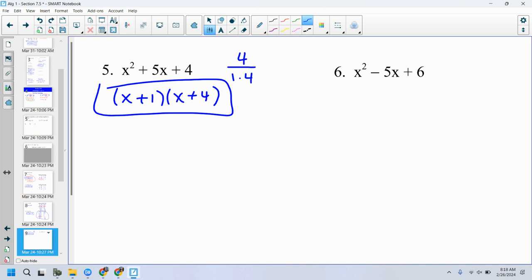Let's take a look at the next one. X squared minus 5x plus 6. What am I going to find the factors of? 6. Now be careful here. What do they need to add together to be?